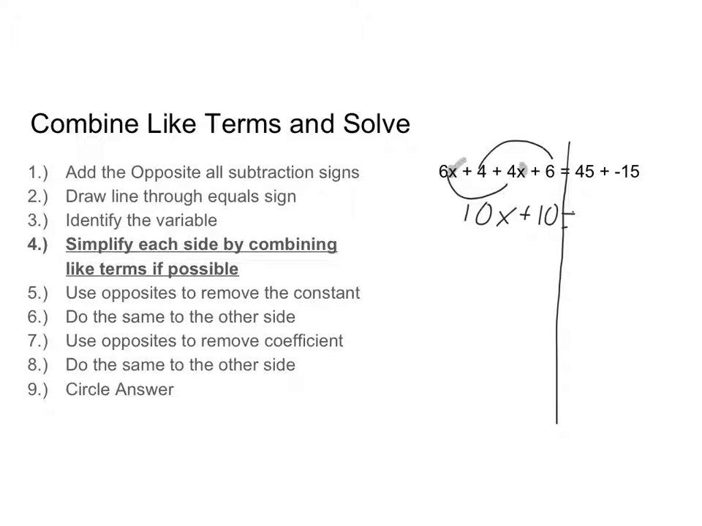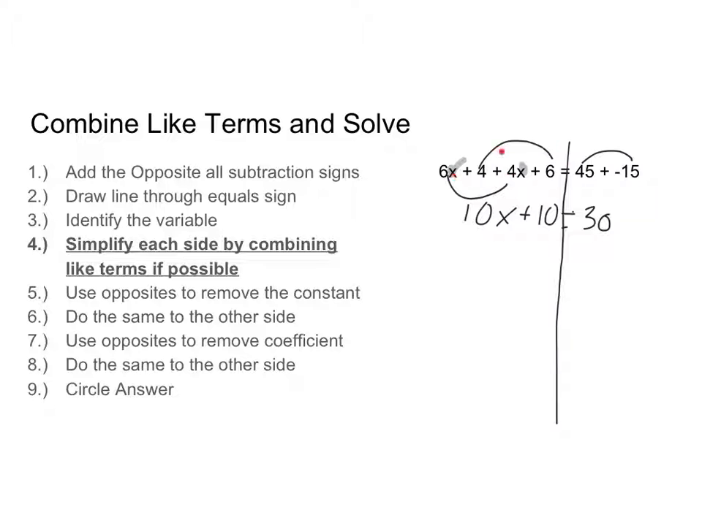Well, I can still combine on this side too. I have a 45 and a negative 15. I can combine those. Those two terms are just constants. I can put constants together. So 45 plus negative 15 gets me 30. Okay, so now my equation is 10x plus 10 equals 30. And that looks just like the two-step equations we've practiced solving in the previous lesson.